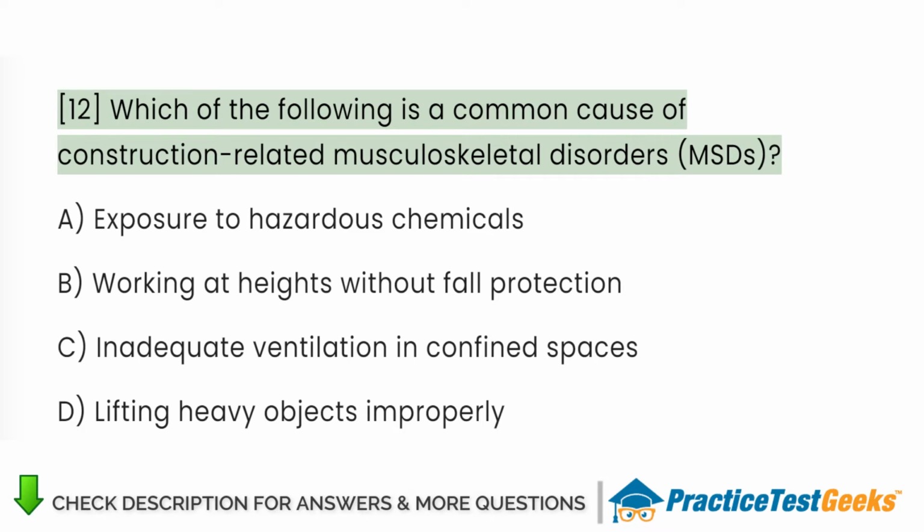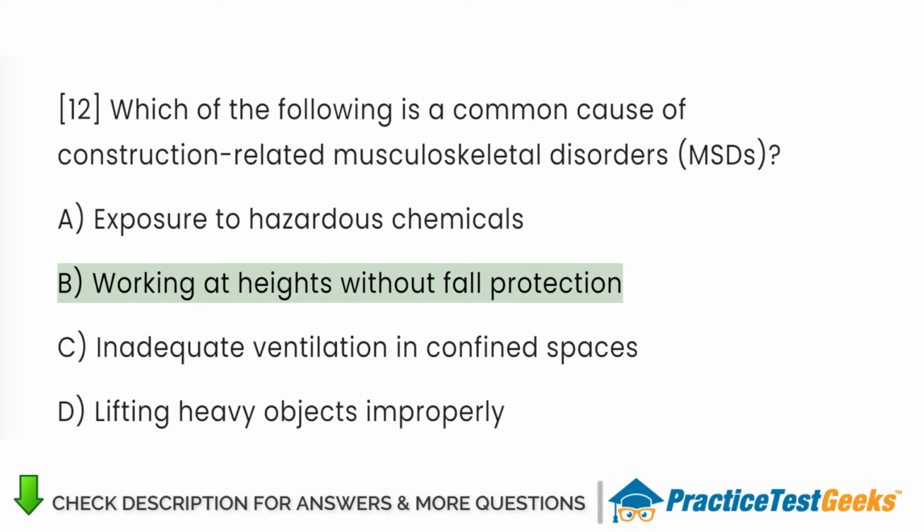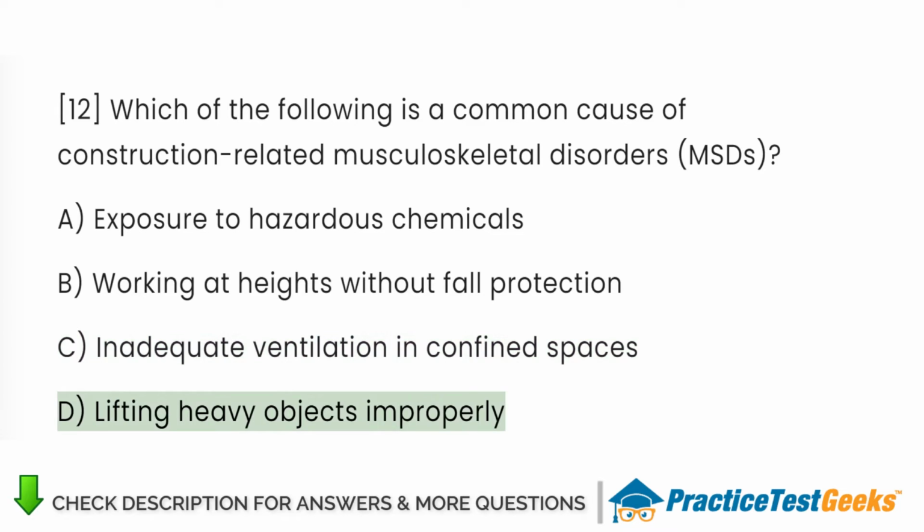Which of the following is a common cause of construction-related musculoskeletal disorders, MSDs? A. Exposure to hazardous chemicals. B. Working at heights without fall protection. C. Inadequate ventilation in confined spaces. D. Lifting heavy objects improperly.